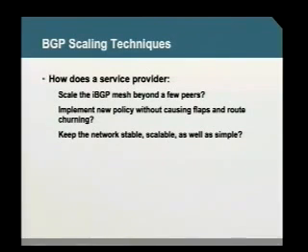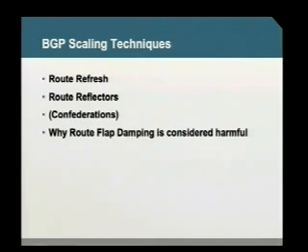Implementing new policy without causing flaps and route churning, and generally just keeping the network nice and stable. Well, we've got route refresh, and we've got route reflectors. I've got the BGP confederation slides in this, but I'm not going to go through BGP confederations. That's why I've put it in brackets here. It's just so that you have reference materials, so that if you hear people talking about BGP confederations, it's not something that I've deliberately missed out. It's just that I'm not going to talk about it because no new implementation today goes down the confederation path.